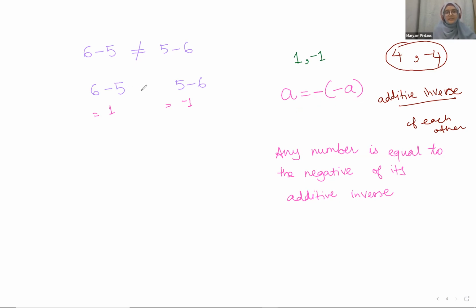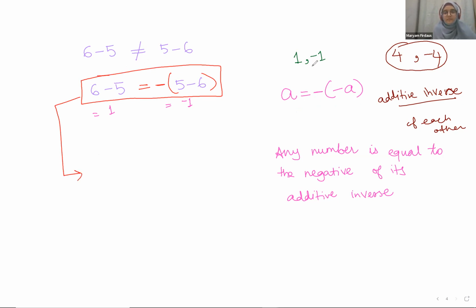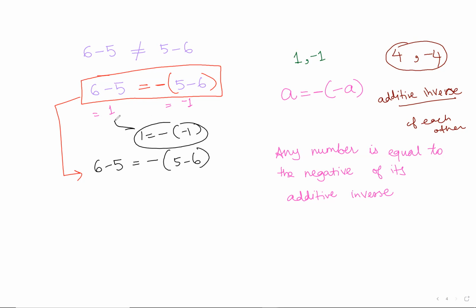So 6 minus 5 and 5 minus 6 are not equal. But I can write 6 minus 5 is equal to negative of 5 minus 6. Let's expand this and analyze this a little bit. What do I mean when I say that 6 minus 5 is equal to negative of 5 minus 6? Basically, I'm saying 1 is equal to negative of minus 1, because this is equal to 1 and this is equal to minus 1. Let me expand the right hand side of this.